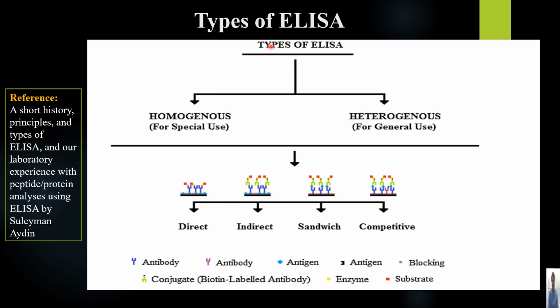The types of ELISA are basically divided into two main categories: the homogeneous ELISA, which is for special use, and the heterogeneous ELISA, which is for general use. It has four main types: direct ELISA, indirect ELISA, sandwich ELISA, and competitive ELISA. In direct ELISA, you see the antibodies, and in indirect ELISA, also the antibodies. In sandwich ELISA, you can observe the antigen, and in competitive ELISA, the antigen or antibodies can be observed.